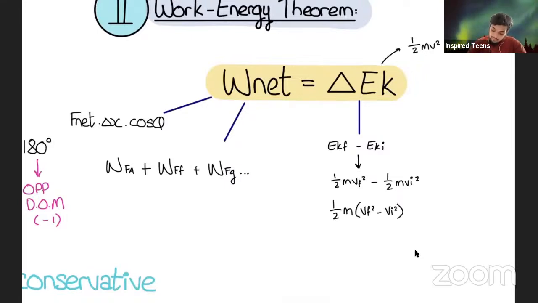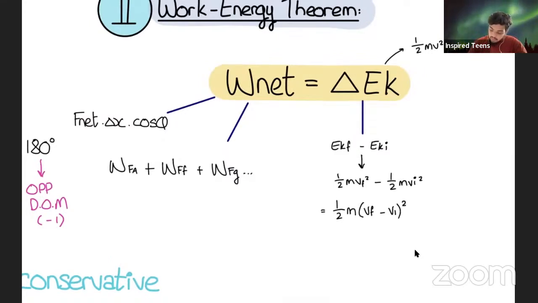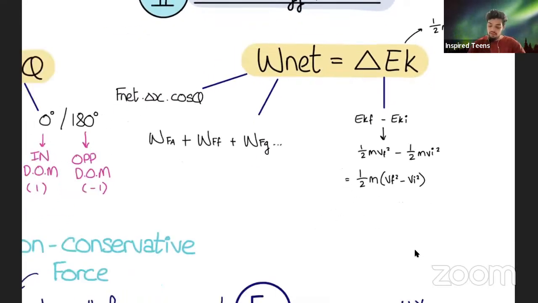Please remember that you need to square your final and your initial velocities separately. You're not going to get the same answer if you square the whole thing. Please just keep that in mind. If you forget this and square the whole difference, you're not going to get the same answer. So please remember to square them each individually if you're utilizing that short version of the formula.